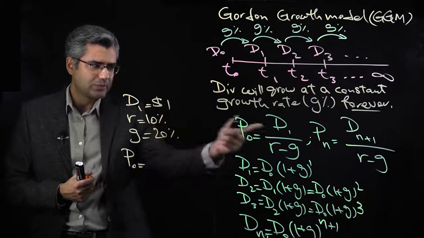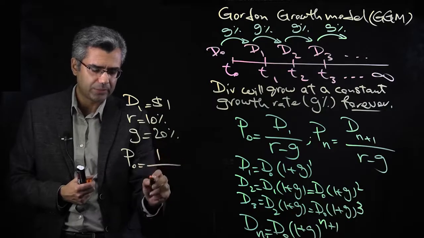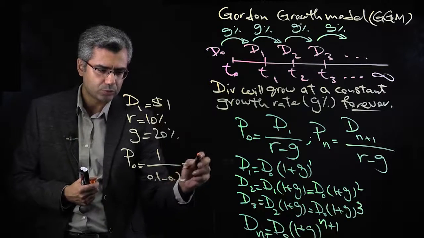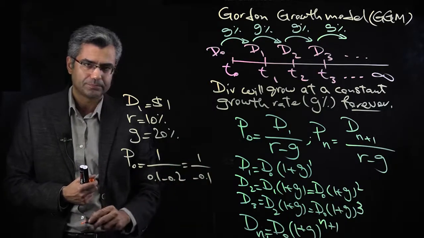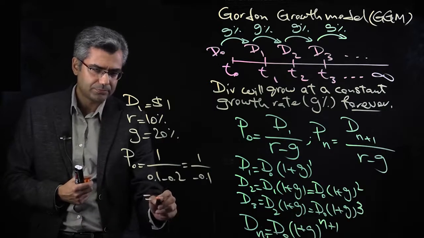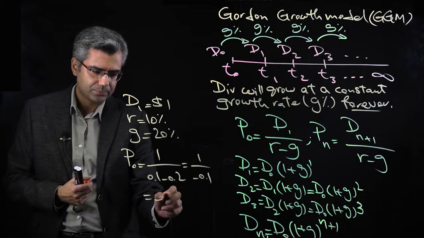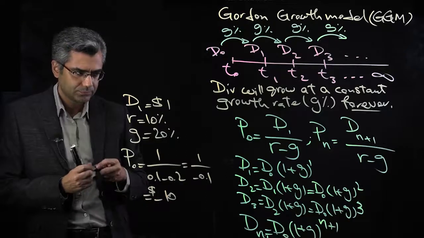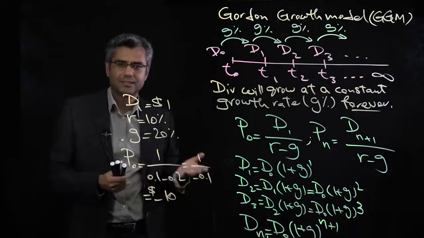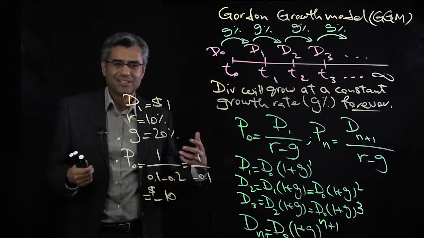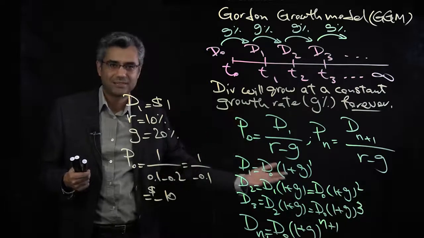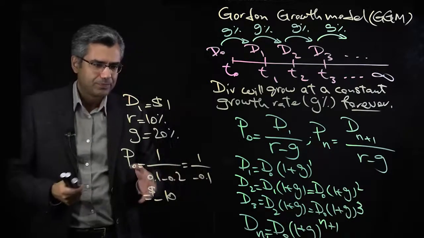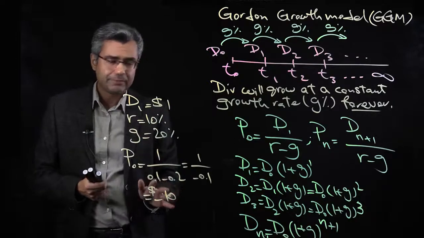Price is D1 divided by R minus G, which means 1 divided by 0.1 minus 0.2. So it's 1 over minus 0.1. This means minus $10. So what does it mean? Minus 10, the price is negative. This means you can buy the stock and the seller will also give you $10. Is it possible? No. So there is something wrong with the formula, right?